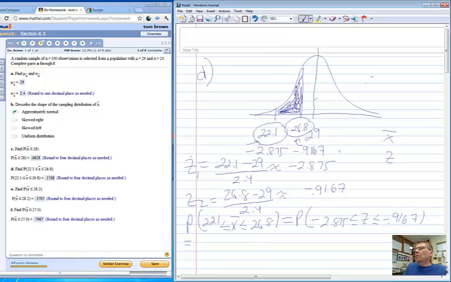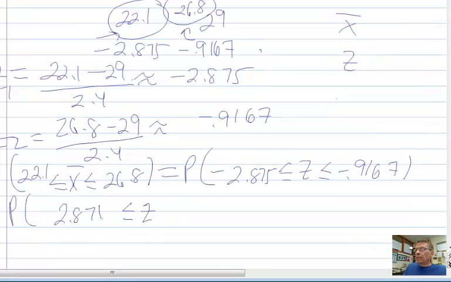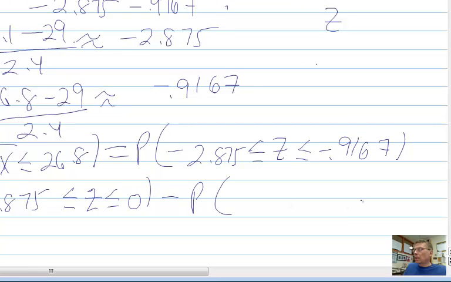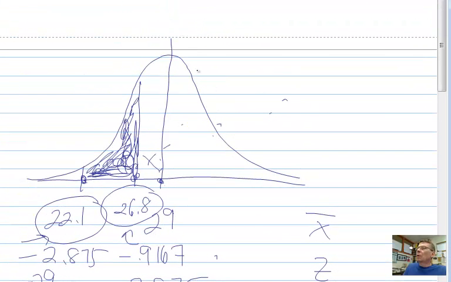Well, one way to think about this is that the area between here and there is the area between here and there minus this area that's between here and there. Okay? So again, the area between here and there is the area between there and there minus the area that's between there and there. So what it tells us is that we can write this probability here as a probability, okay, that Z is between 2.875 and 0 minus a probability that Z is between 0 and 0.9167.